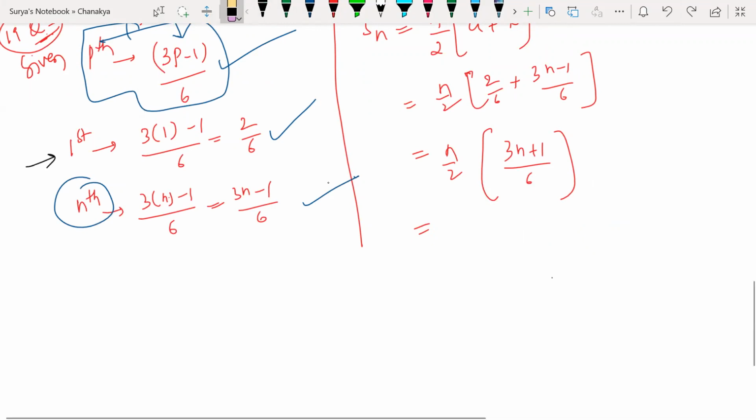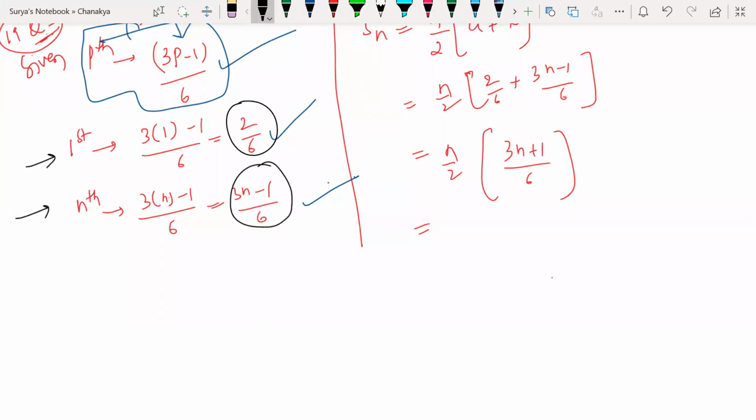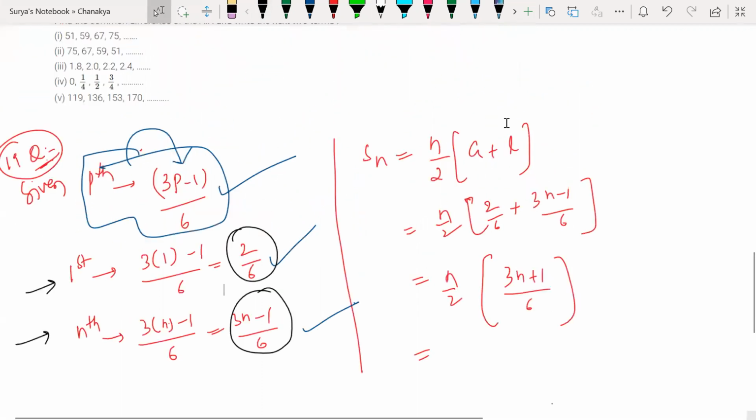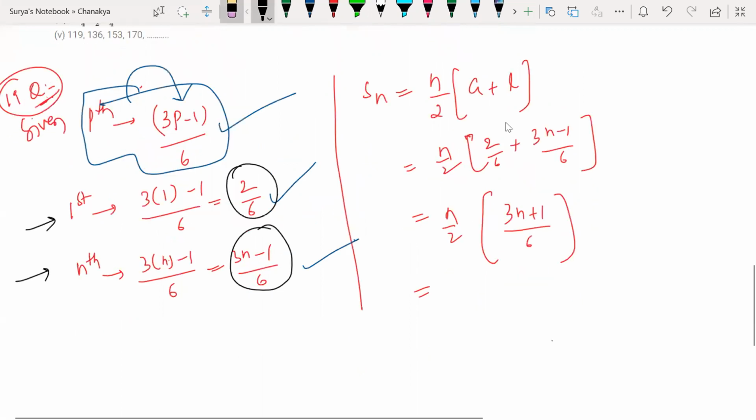For the nth term, what am I doing here? In place of p, I'll be writing n. So I got this one. For the nth term and the first term, substitute in the given formula. Is it clear now? If you do not understand this one, substitute in the formula.